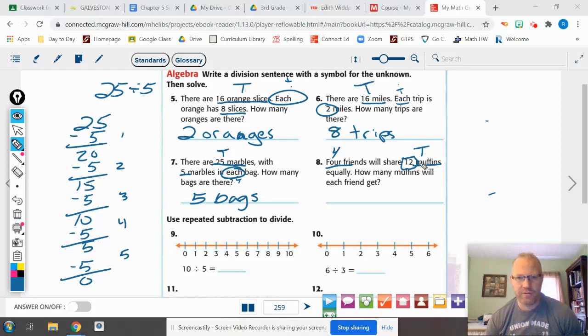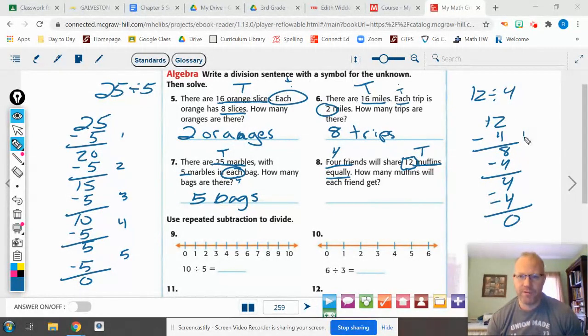So we have a total of 12 muffins divided by 4 friends. How many muffins will each friend get? So they're dividing it equally. So we have 12 divided by 4. 12 minus 4, 8. Minus 4, 4. Minus 4, 0. How many 4s? 1, 2, 3. 3 muffins.